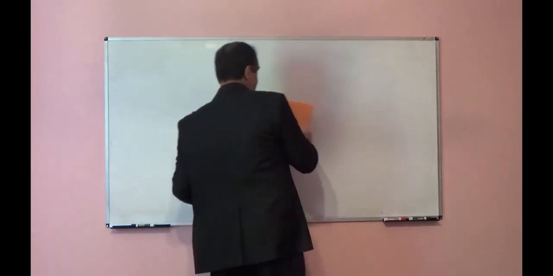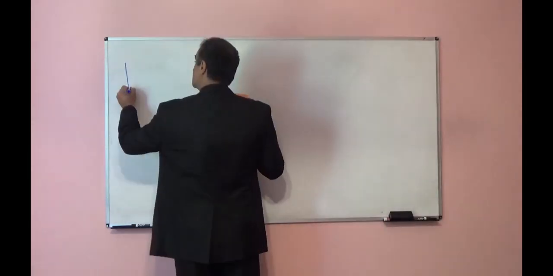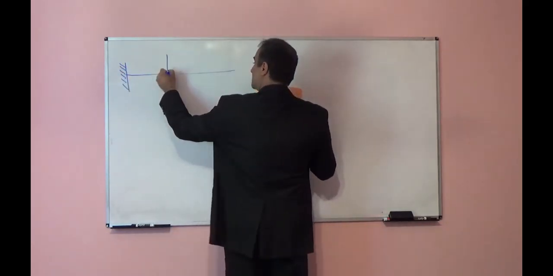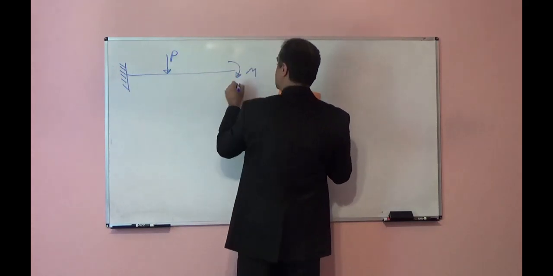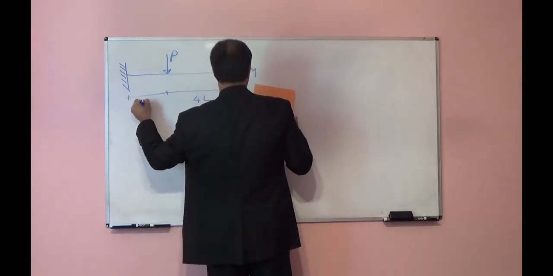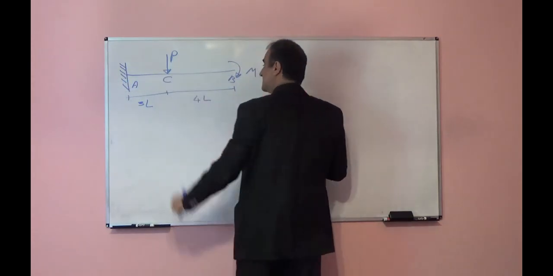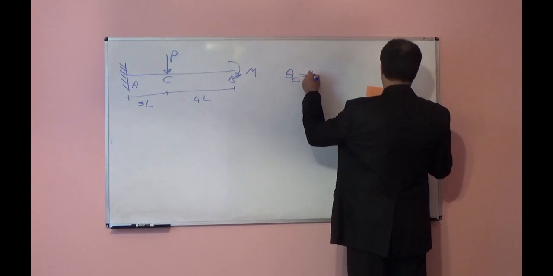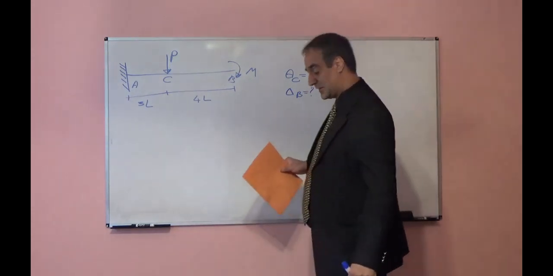Next example, again we have one cantilever beam. This cantilever beam is subjected to one point load here and one concentrated moment at the free end. This length is 4L. This length is L. This is A, B, C. The problem statement says find the slope at point C and deflection at point B using the moment area method.